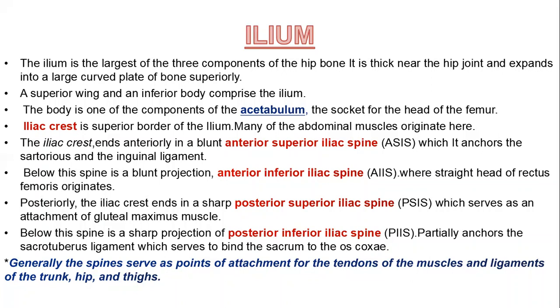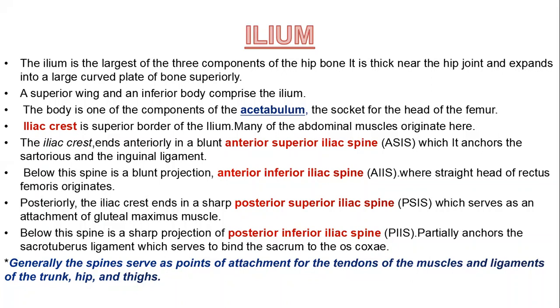So those are just butt muscle. Below this spine is a sharp projection of posterior inferior iliac spine again. And this partially anchors the sacrotuberous ligament, which serves to bind the sacrum to the os coxae.